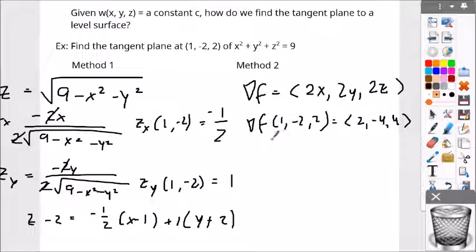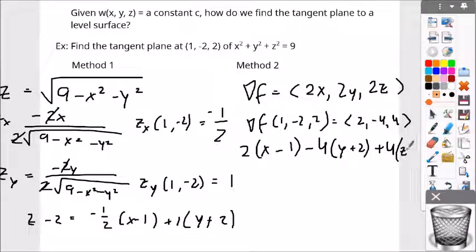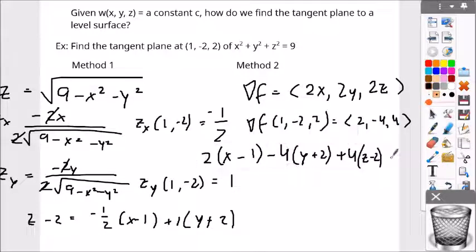Now, how does it work? Well, this is our gradient vector, that's our normal vector. Gradient vector, normal vector, they're the same thing because gradient vectors are perpendicular to level surfaces. So 2 times x minus 1, plus 4 times y plus 2, plus 4 times z minus 2. What will that get you? And are these two the same? So this has to be equal to 0.